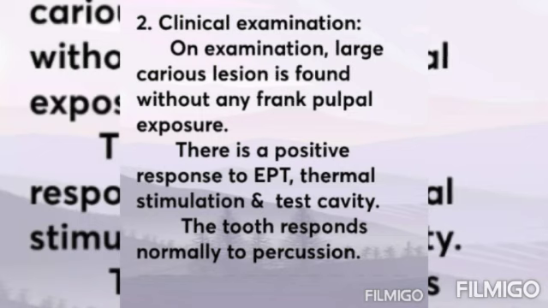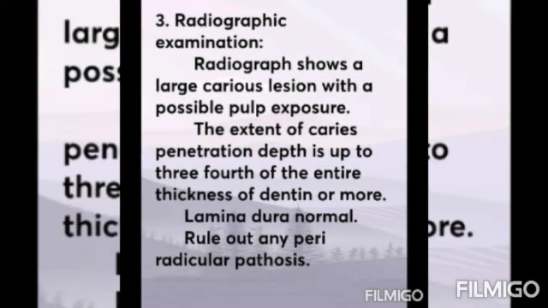On examination, a large carious lesion is found without any frank pulpal exposure. So, a large carious lesion is present but no exposure of the pulp. There is a positive response to EPT, the electrical pulp sensitivity test, and to thermal stimulation and test cavity. The tooth responds normally to percussion. There is no tenderness on percussion.